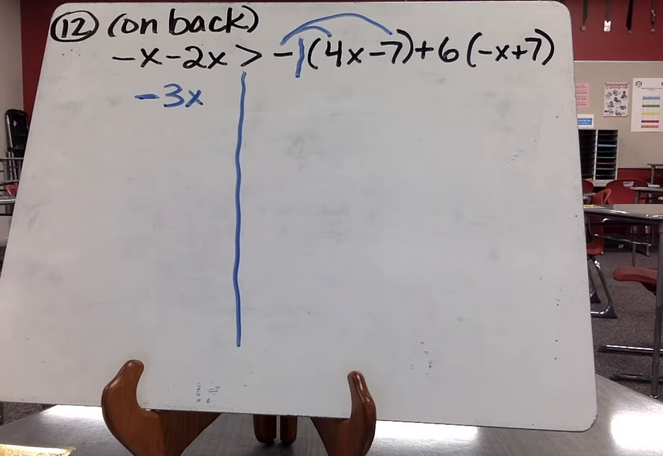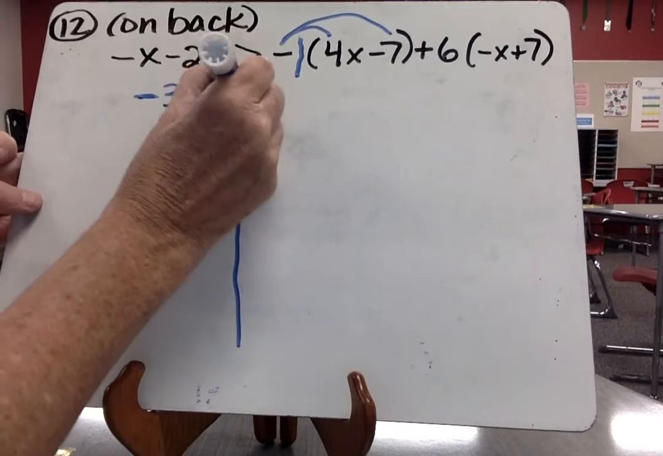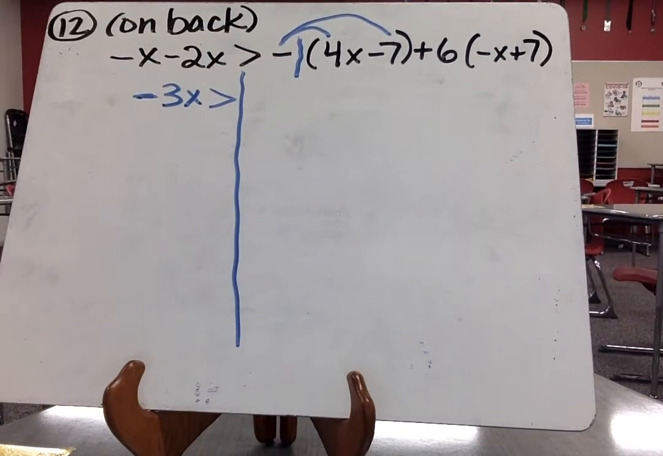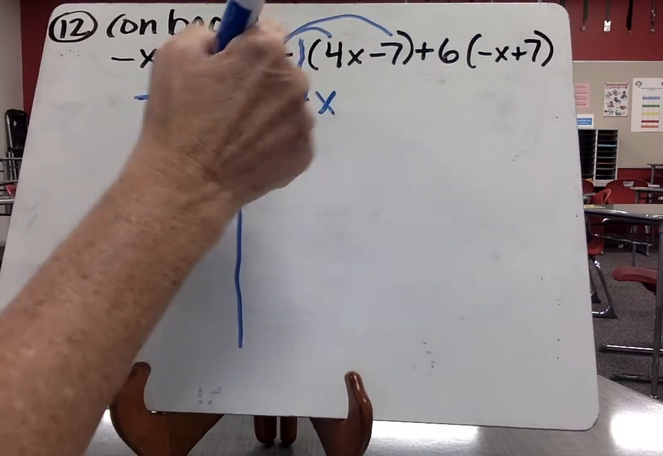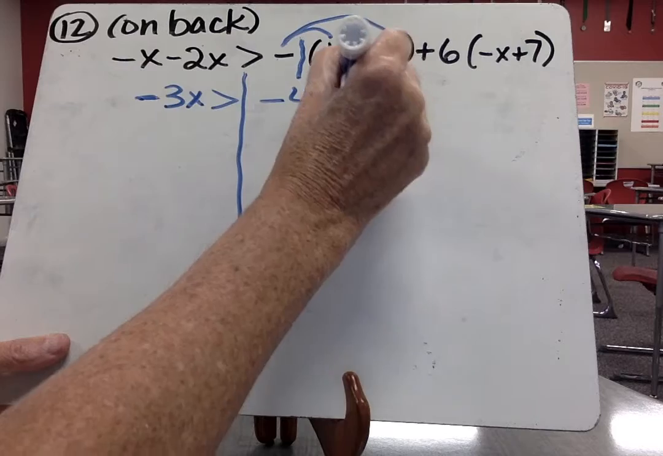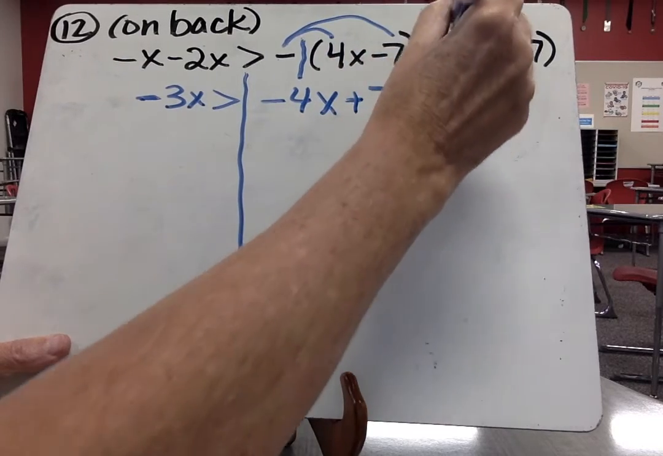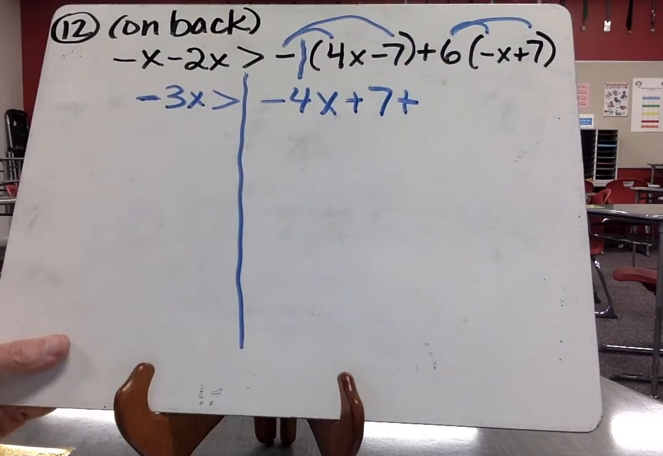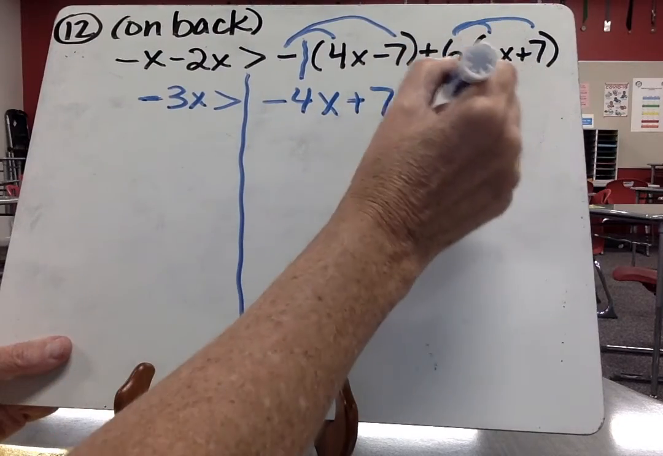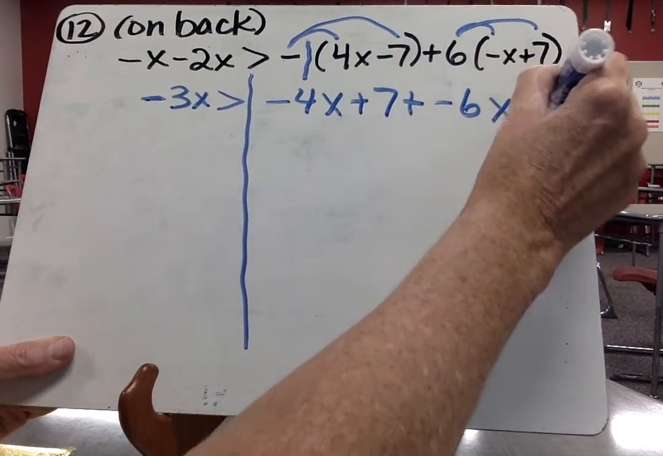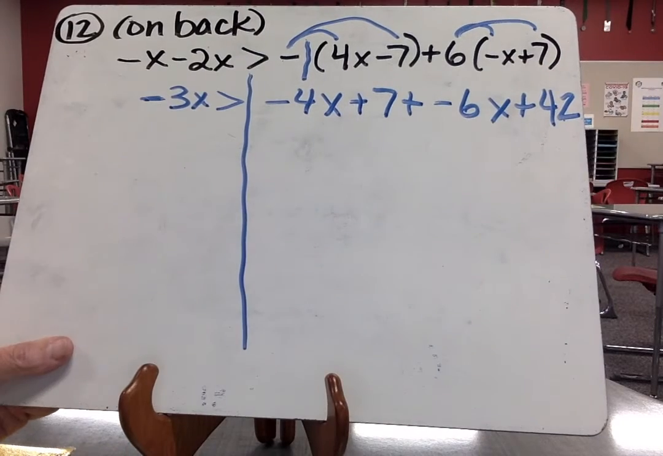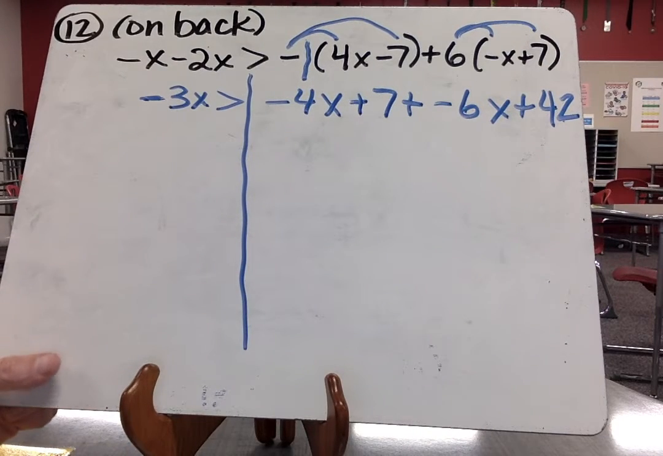So even though I'm multiplying by a negative number, because I'm not doing it to both sides, I will not be changing the sign. So I go negative 1 times 4x is negative 4x. Negative 1 times negative 7 is plus 7. Plus, I'm going to also distribute this 6. 6 times negative x is negative 6x. 6 times 7 is 42. And I have that problem there.